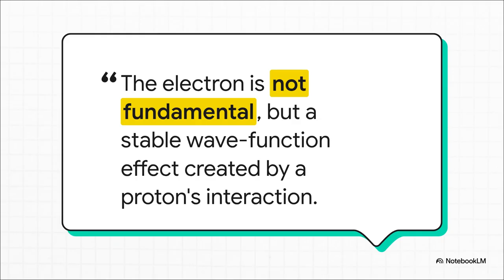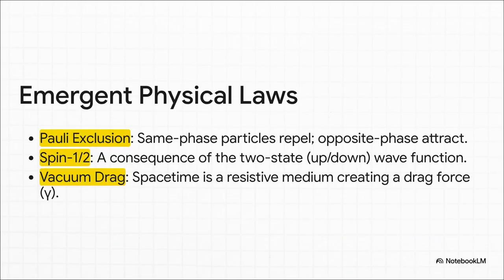The electron isn't a separate little thing orbiting a proton. It's what space itself does in the presence of a proton. Whoa! And this idea of things just emerging from the system doesn't stop with particles. It extends to the physical laws themselves. Take the Pauli exclusion principle. That's the rule that keeps atoms from collapsing in on themselves.